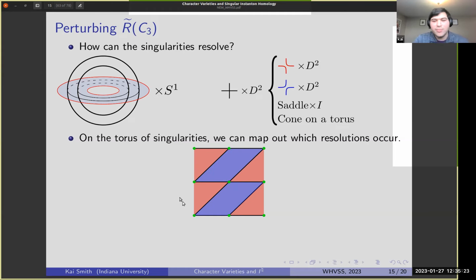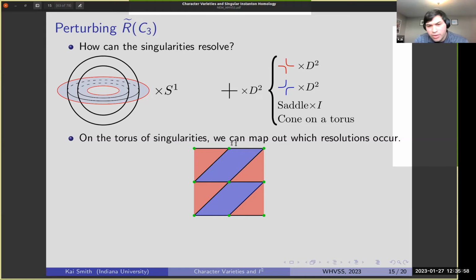I don't remember off the top of my head which is which, but the idea here is that you can pick a singular point, see where in the torus it lives with respect to some parameterization, and then this tells me how that singular point resolves when I turn on my perturbation. So in a red region, it's going to perturb this way. In a blue region, it'll perturb this way. Along these black lines that separate the 2 regions, you'll get your saddles. And then at these green points, those are still going to be singular points, and now they're cones on tori.